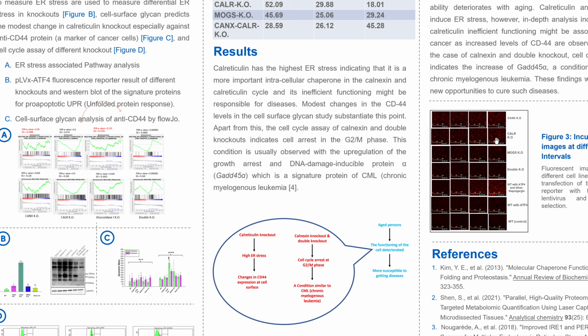And we can see that in Calreticulin knockouts the signals are quite high and comparable to the positive control, that is wild type in which ER stress is induced with the help of thapsigargin, that usually disturbs the calcium homeostasis.